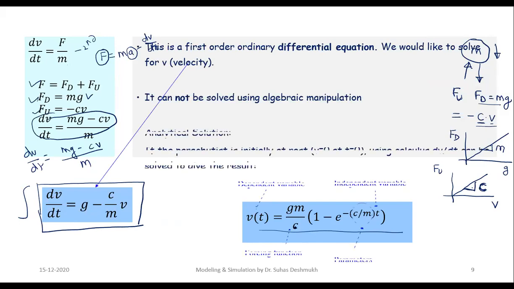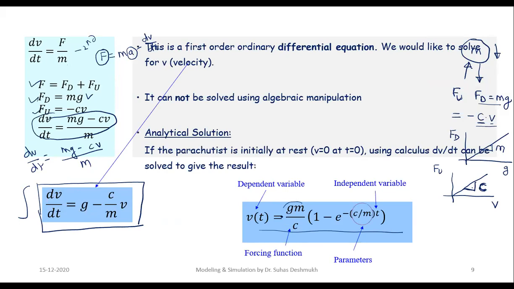And what this relation says, so this is nothing but my forcing function, where G is the gravitational force, which is creating an effect on it. And this is my dependent variable, and this T is my independent variable. And C and M are nothing but my system parameters. So that is the way we represent this in the equation. And this is my differential equation. I integrated this with respect to time, and I got this.